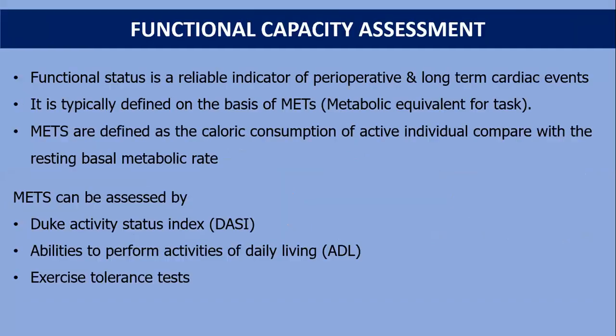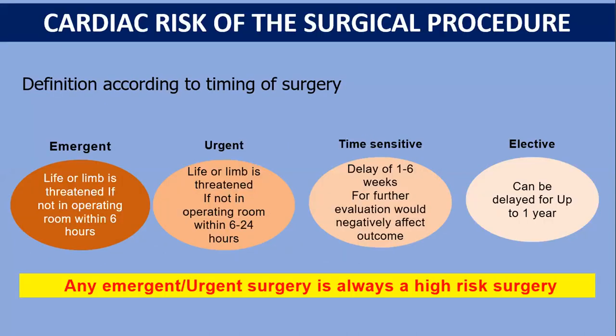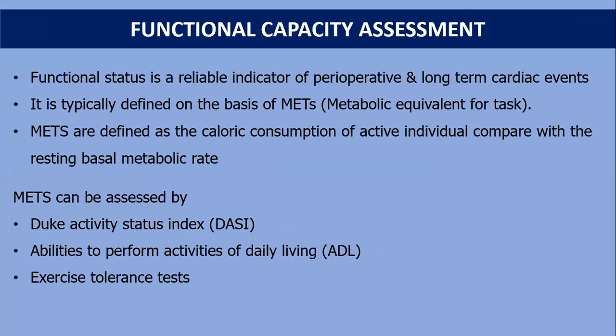So after we determine the clinical risks and the cardiac risks, then we have to determine the functional capacity. This is one of the single most important parameters that will determine the outcome. What is that? Functional capacity is defined on the basis of the METs. And how can you assess the METs? METs can be assessed by the Duke Activity Status Index and by the ability to perform daily activities of living. And if needed, we can do an exercise tolerance test to further assess the risks.